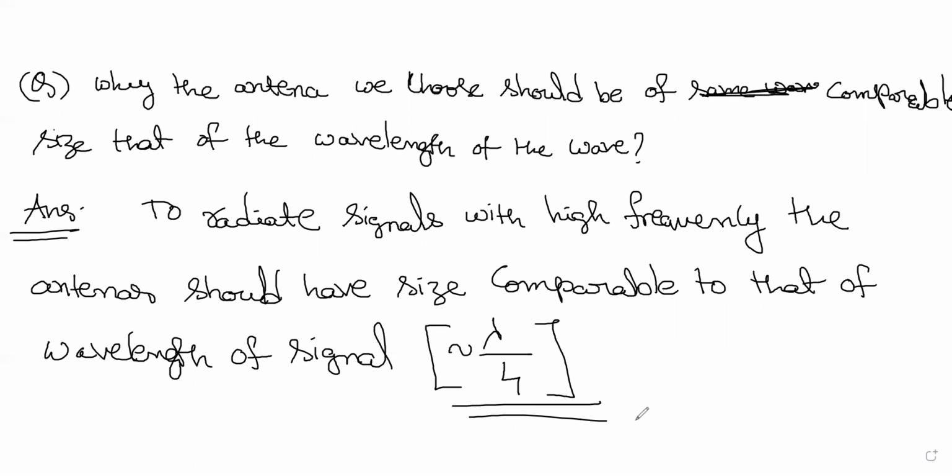This factor, please remember, this is one of the important factors. Communication systems law is a very important type of question. So the length of the antenna should be lambda by 4. Many times they ask this: what should be the minimum length of the antenna in order to radiate high frequency signal? That should be lambda by 4. Remember this, very important. Clear about this? Yes, sir. Okay, right.